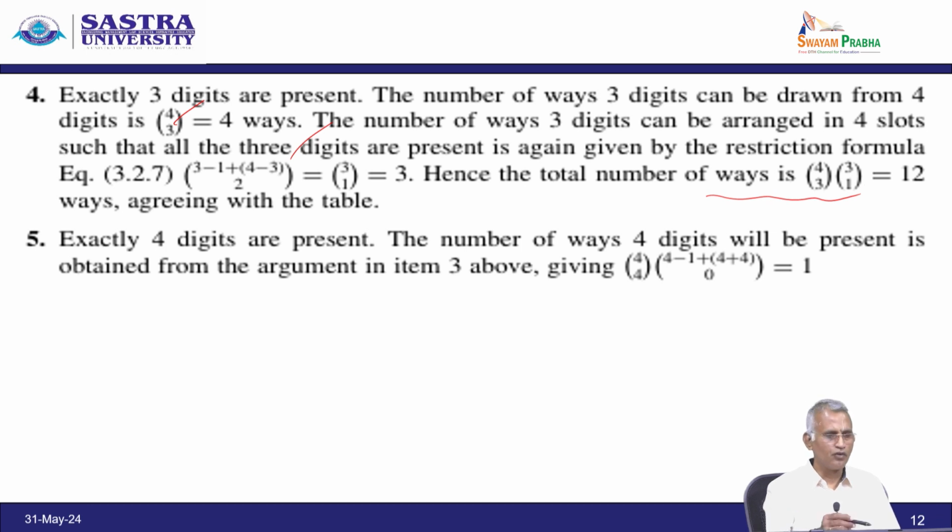Finally, exactly 4 digits are present. The number of ways is given by 4C4 into (4 minus 1 plus 0) C 0, which equals 1. So, this is what we can calculate with the help of the combinations of the digits 1, 2, 3, 4.